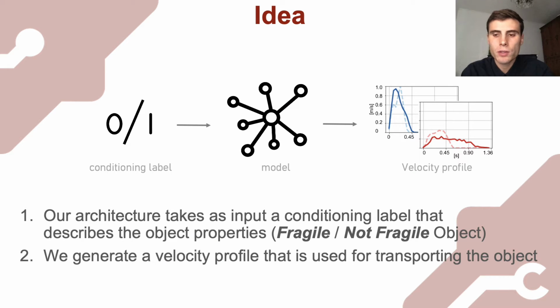To generate new velocity profiles, we propose a conditional generative adversarial network. The architecture can be conditioned by a label in order to produce a velocity profile belonging to a particular class of action. In particular, we focused on movements that involved fragile objects, and we considered as motion descriptor the velocity of the hand while performing the transportation movement. In a second phase, the generated velocity profile can be used for controlling the end effector of a robot.